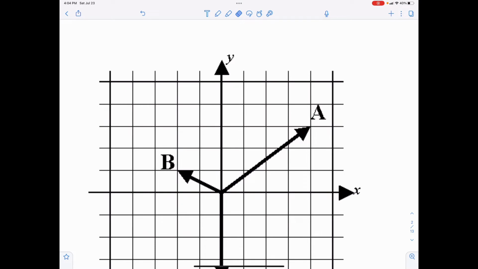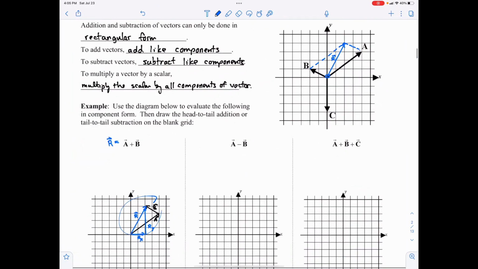So I'm gonna copy vector A like this. Move that over here. I'm going to copy vector B. And I'm going to move it right here. And the resultant vector is from where the 2 tails meet to the opposite side of the parallelogram. And you'll notice, ladies and gentlemen, that this is exactly the same as vector R that we have right here.